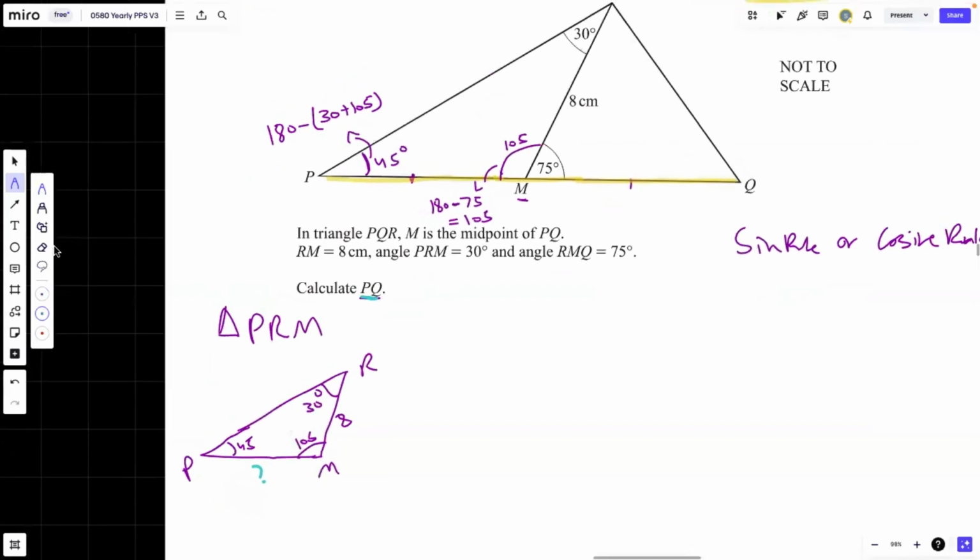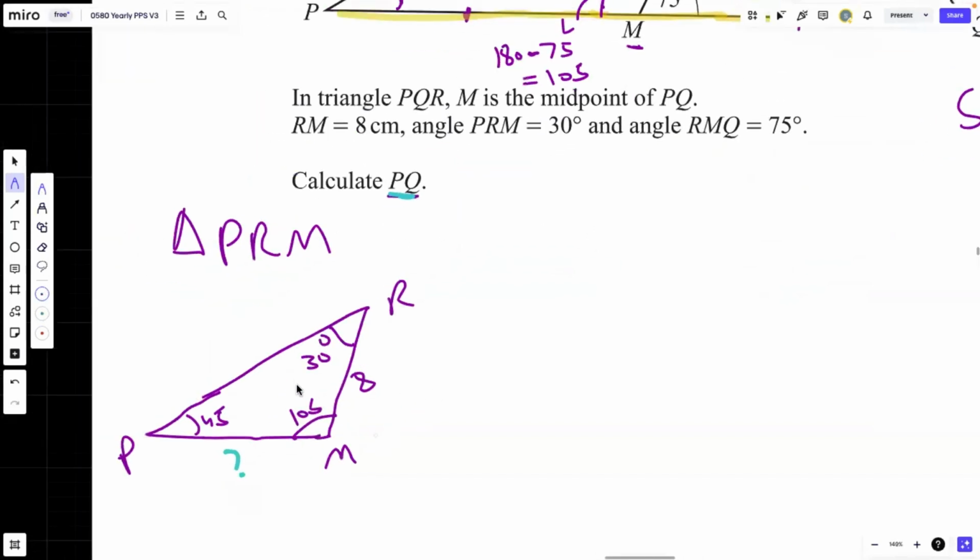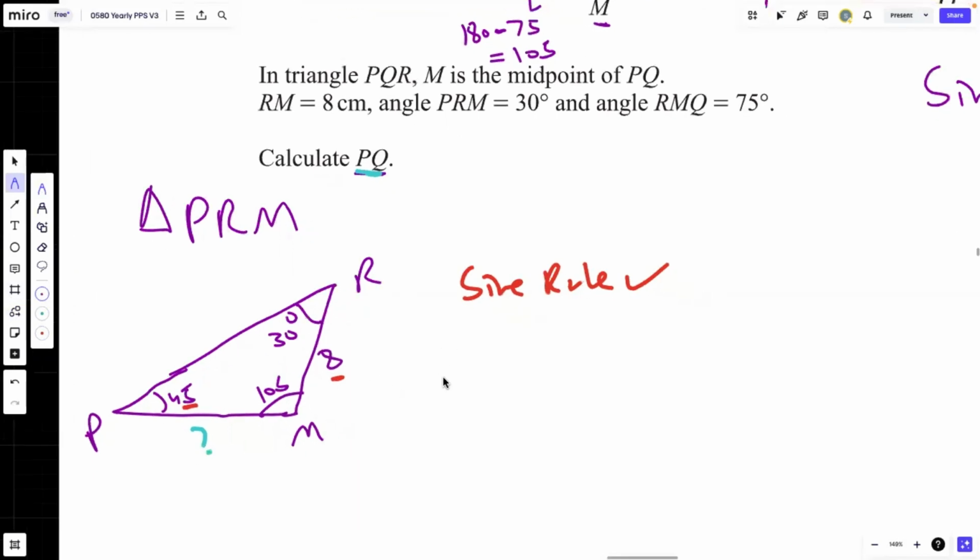So this is a non-right angle triangle, so we'll just use either the sine or cosine rule. How do we check which one to use? Do we have one angle-side pair complete? We do have one angle-side pair complete, so it's going to be the sine rule, because we have sine 45 and the corresponding side to that, which is 8. You can work around with both the formulas.